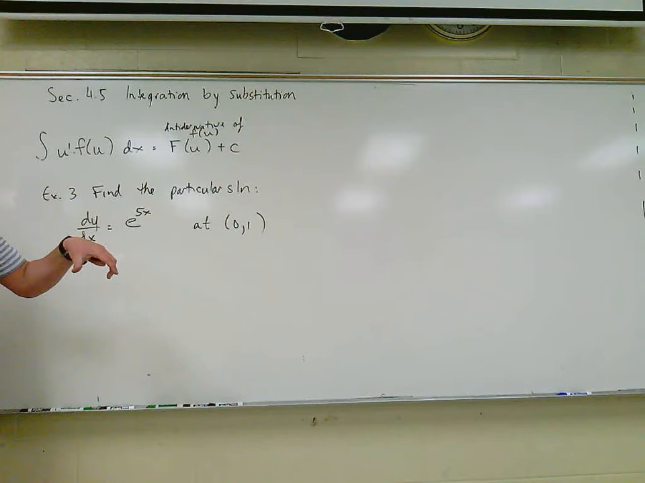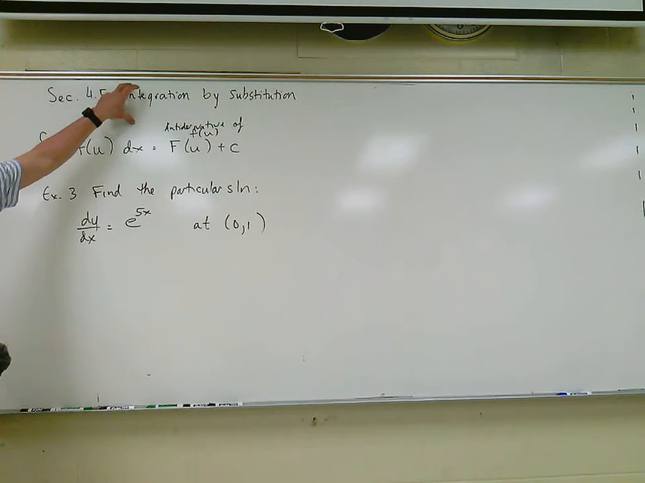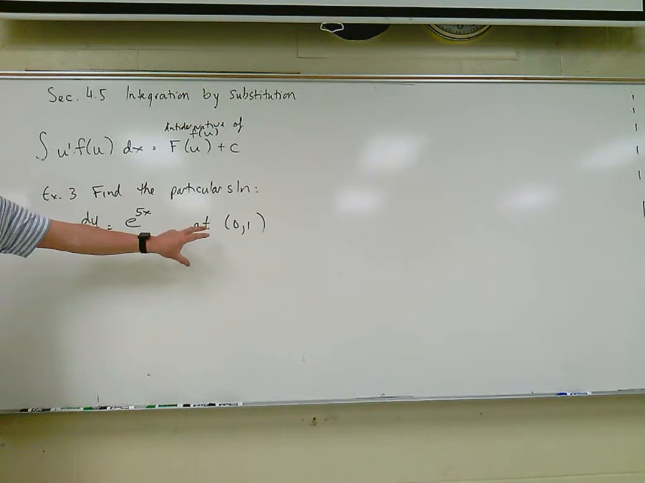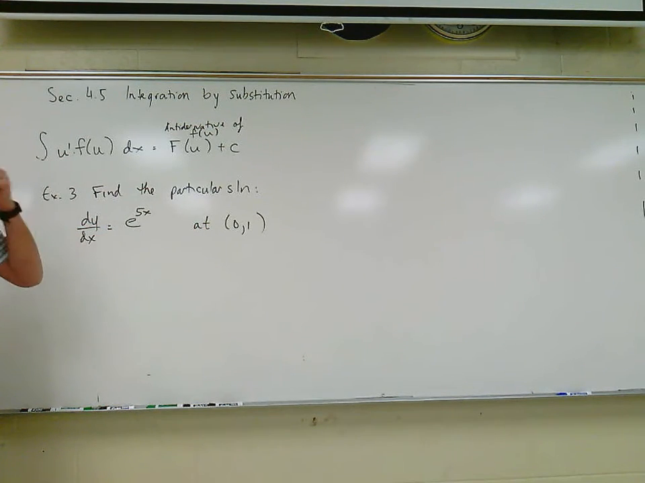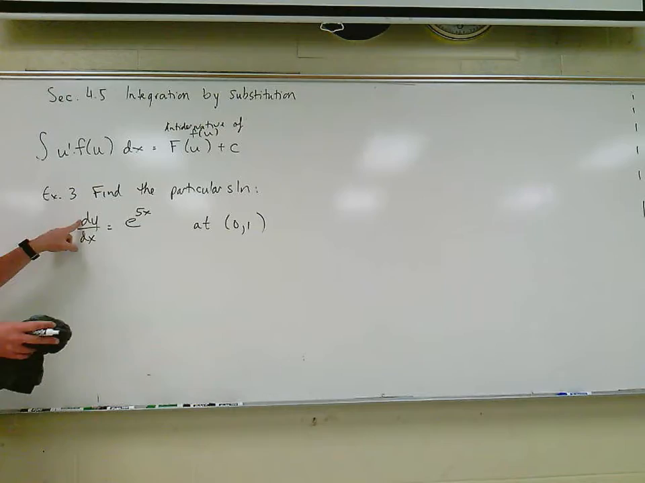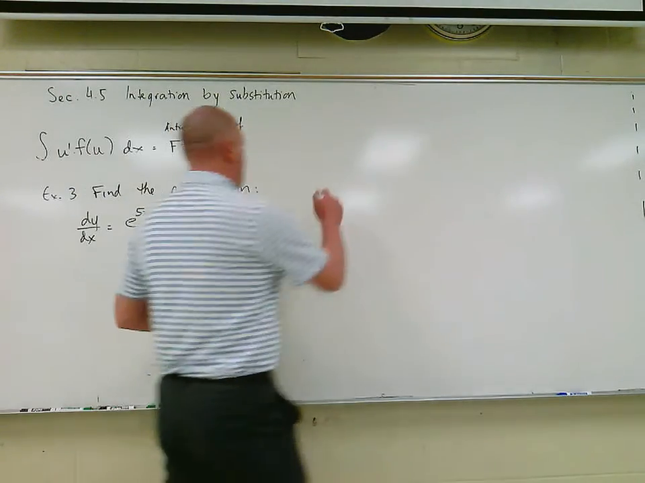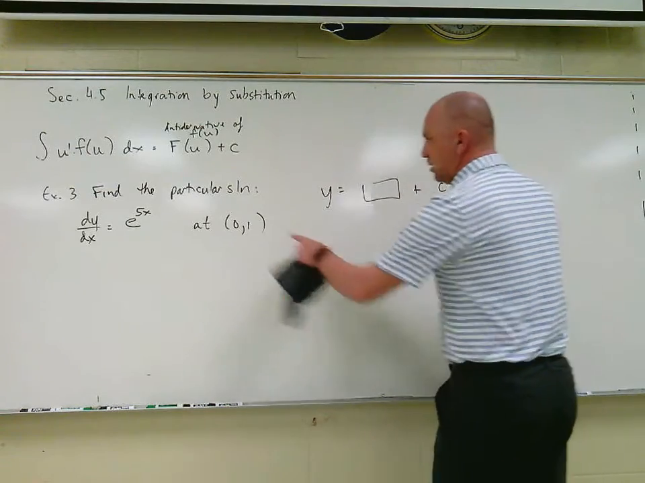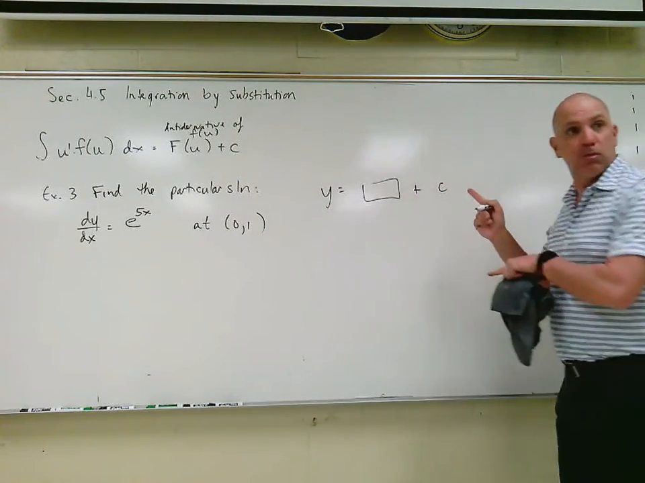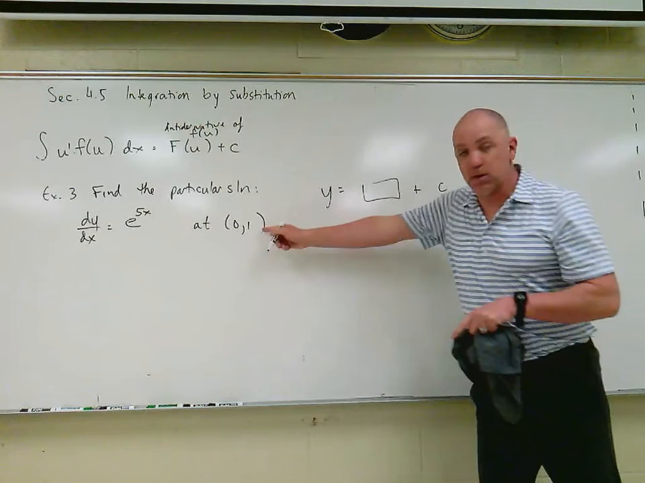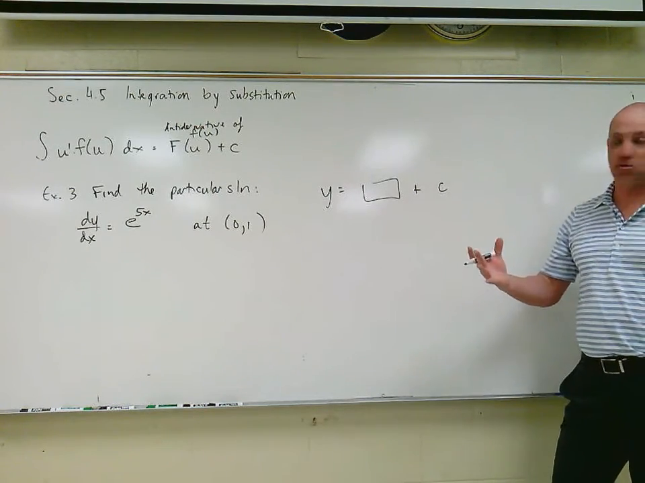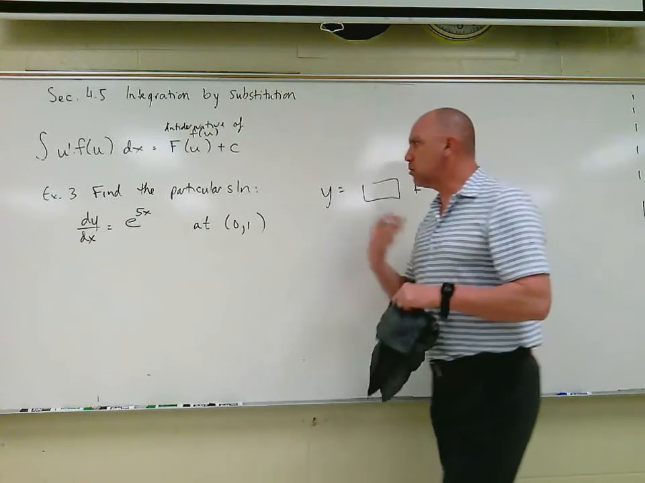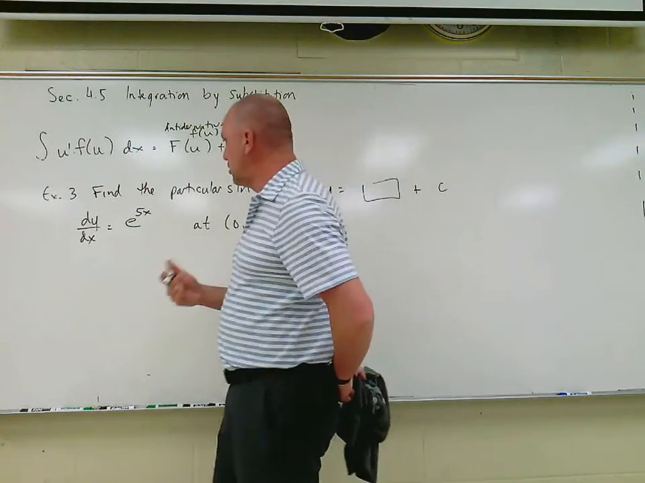Remember this is a differential equation, but we're going to need what we're learning here to go back to how we would solve differential equations. What we're looking for is the original function. We're looking for y equals what, and then you're going to get a plus c, but this point allows us to solve for our plus c, because we know a point on the function. So that's how we get a particular solution.